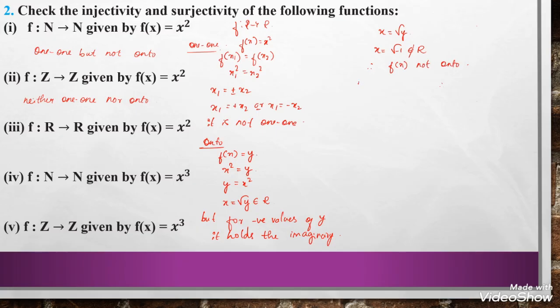Therefore, what we have written: for the given function f from R tends to R given by f of x is equal to x square is neither 1-1 nor onto. Then the third condition is over. Again, we have to check the fourth condition: a function f from natural numbers N to N given by f of x is equal to x cube.